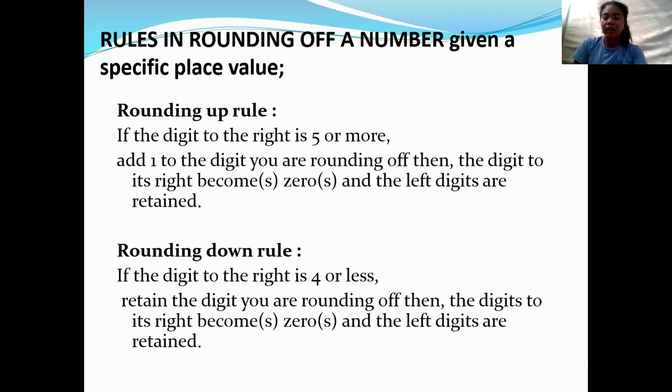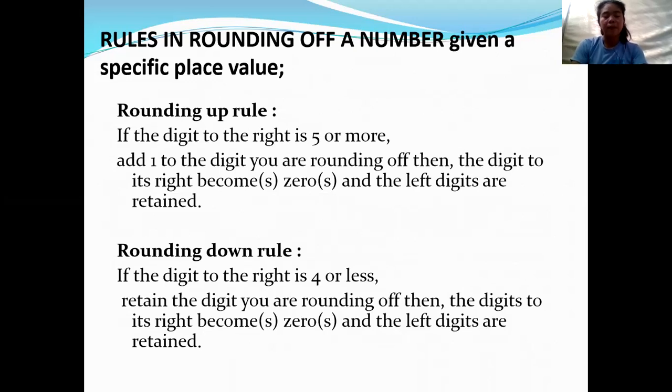Then the rounding down rule: if the digit to the right is 4 or less, meaning 4, 3, 2, 1, 0, retain the digit you are rounding off. Then the digits to its right become 0 and the left digits are retained.